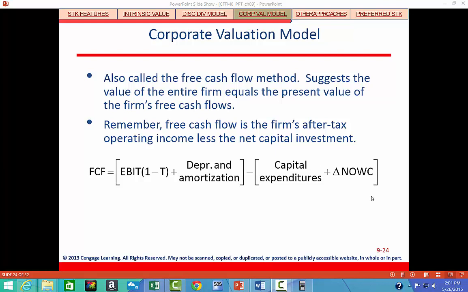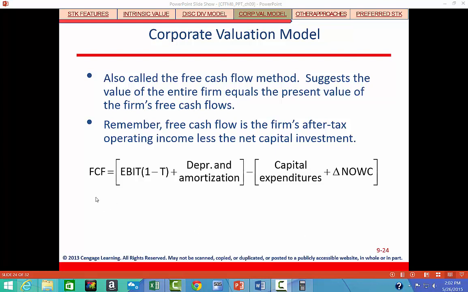Free cash flows are funds available to all capital investors, and thus they are discounted at the firm's weighted average cost of capital. Once the corporate value is determined, the current market value of debt and preferred stock is subtracted to arrive at the firm's equity value. Then the firm's equity value is divided by the number of shares outstanding to calculate the firm's intrinsic value, that is P sub 0. The corporate valuation model can be used to value divisions and firms that don't pay dividends. The discounted dividend model that we were talking about before could not be used in those situations.